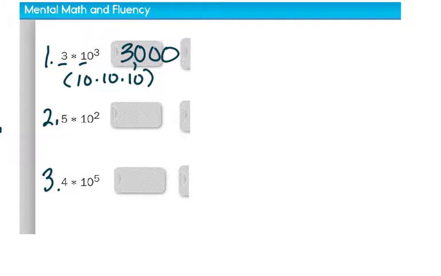Number 2, 5 times 1 is 5 with 2 zeros behind it. Number 3, 4 times 1 is 4 with 5 zeros. 1, 2, 3, 4, 5. Remember to put in your commas. It makes it easier to read. All right, go ahead and write down your answers for numbers 1 through 3.